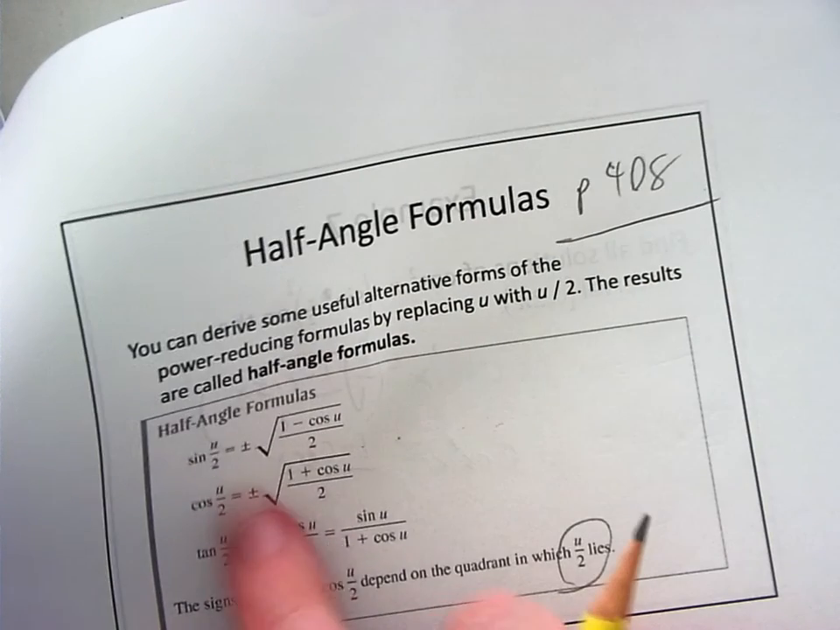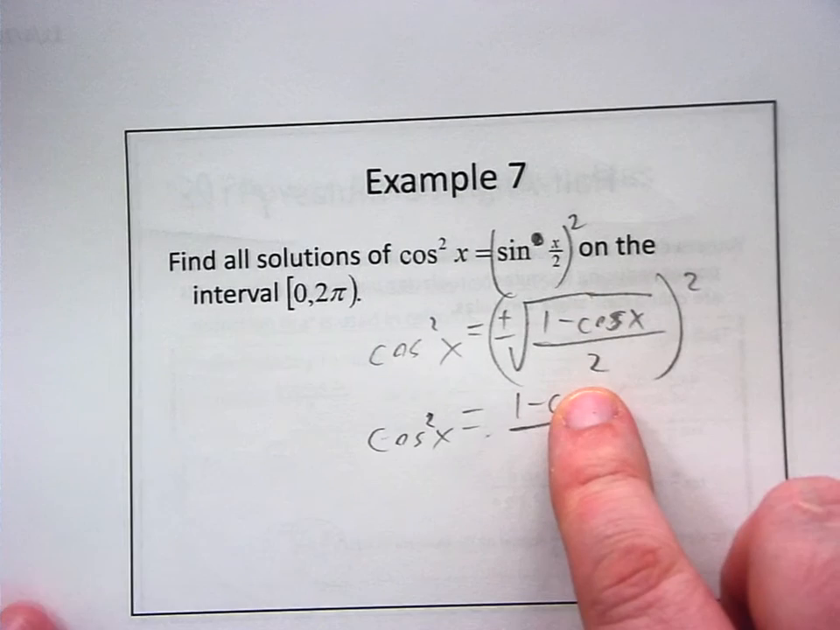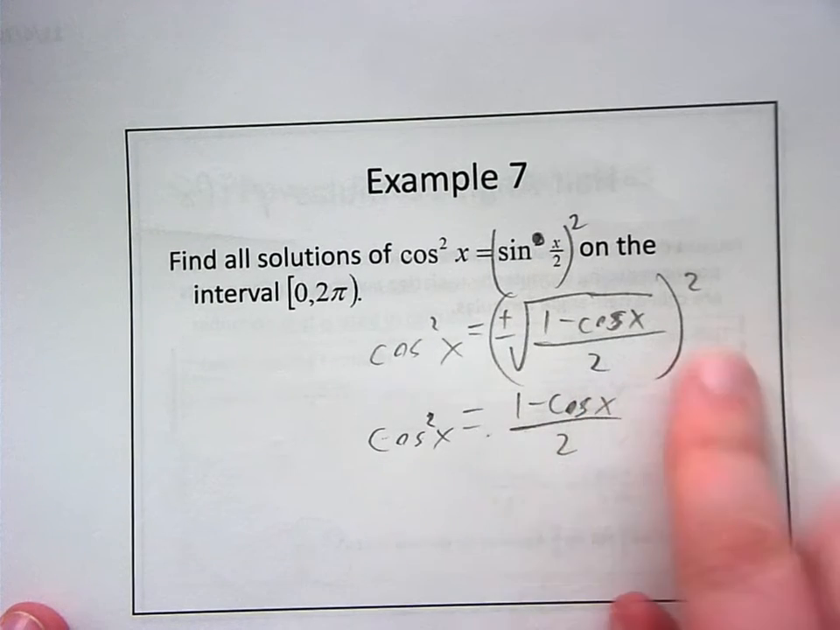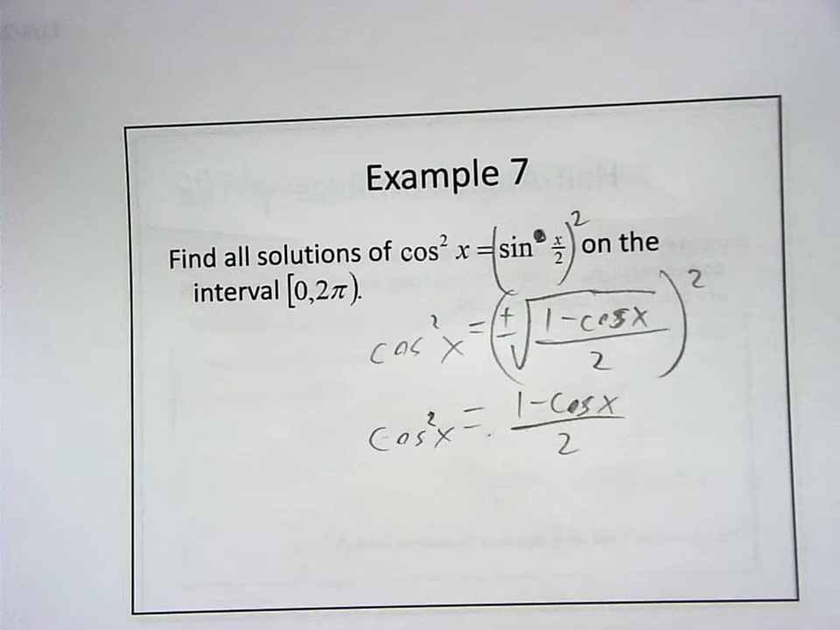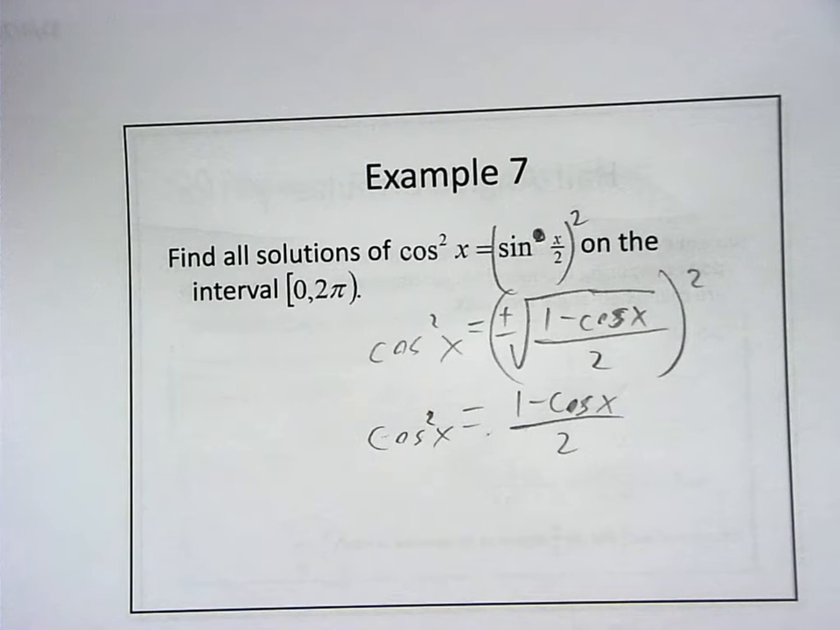So I'm replacing sine of u over 2 with that. And since I had sine of x over 2 squared, when I plug that in, I'm going to square that whole thing. Okay? So when I square that whole thing, the plus or minus becomes irrelevant and the square root goes away. Then I end up with the cosine squared still on the left equals 1 minus cosine over 2. So then what do I need to do next in order to be able to solve this?